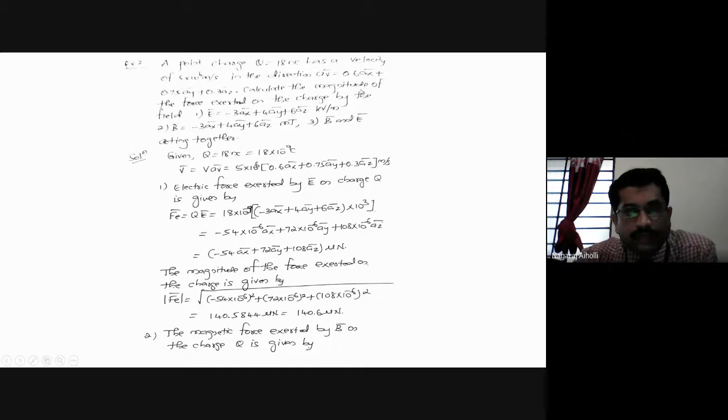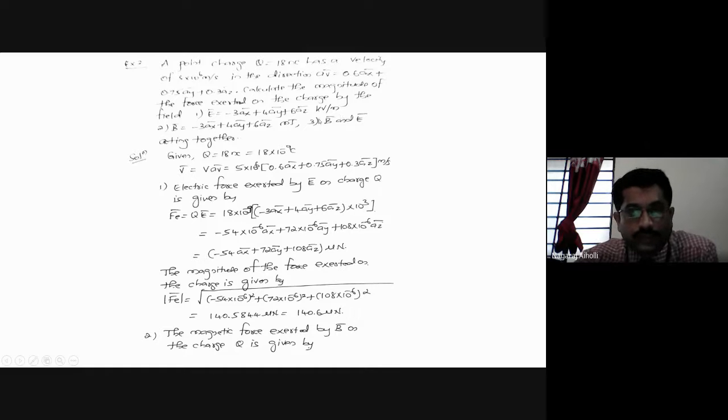Then calculate the magnitude of the force exerted on the charge by the field. Okay, that is the first one. If E bar is present, then what is the magnitude of the force exerted on the charge? E bar is given by minus 3 a_x bar plus 4 a_y bar plus 6 a_z bar kilovolts per meter.